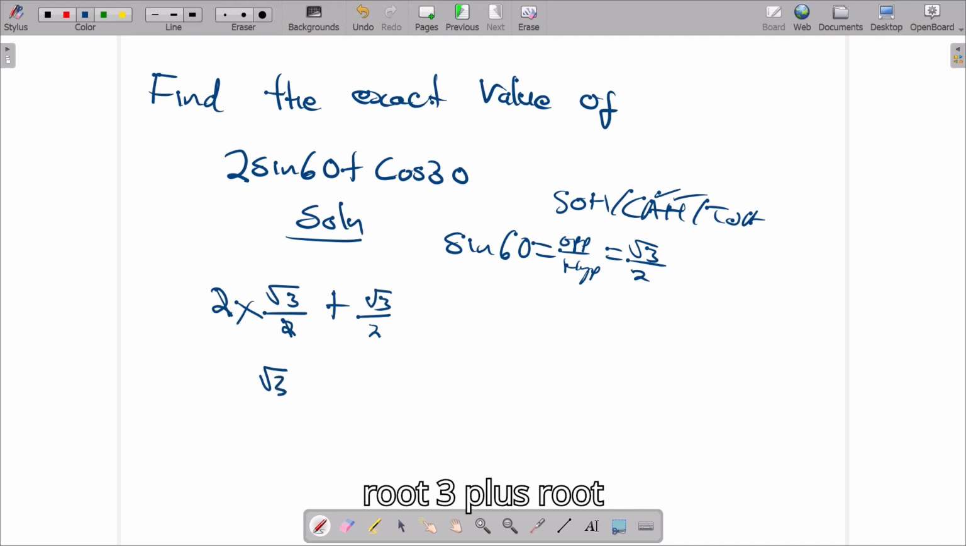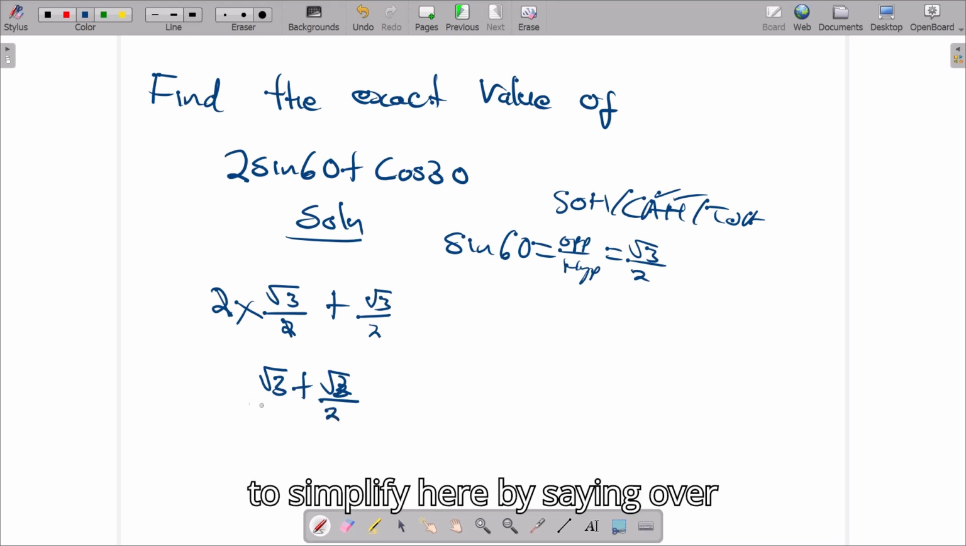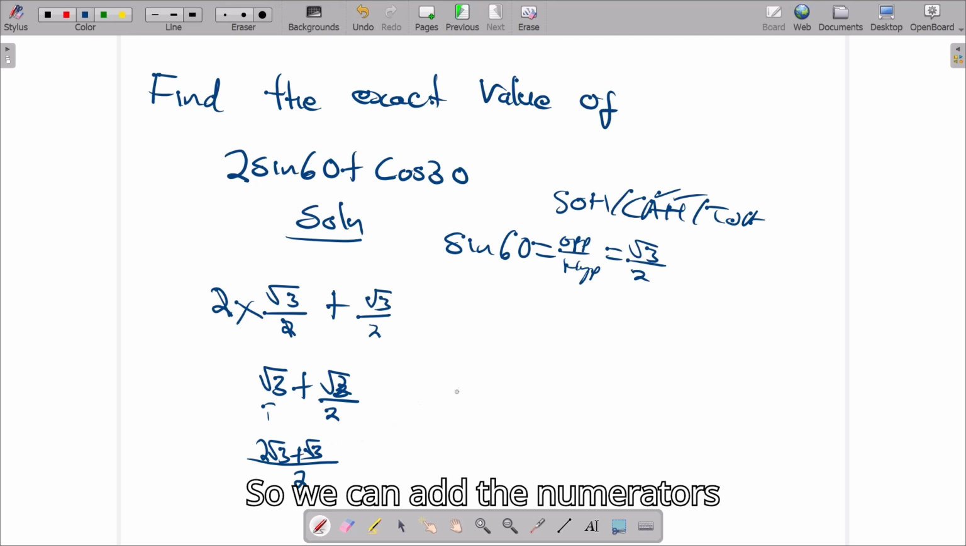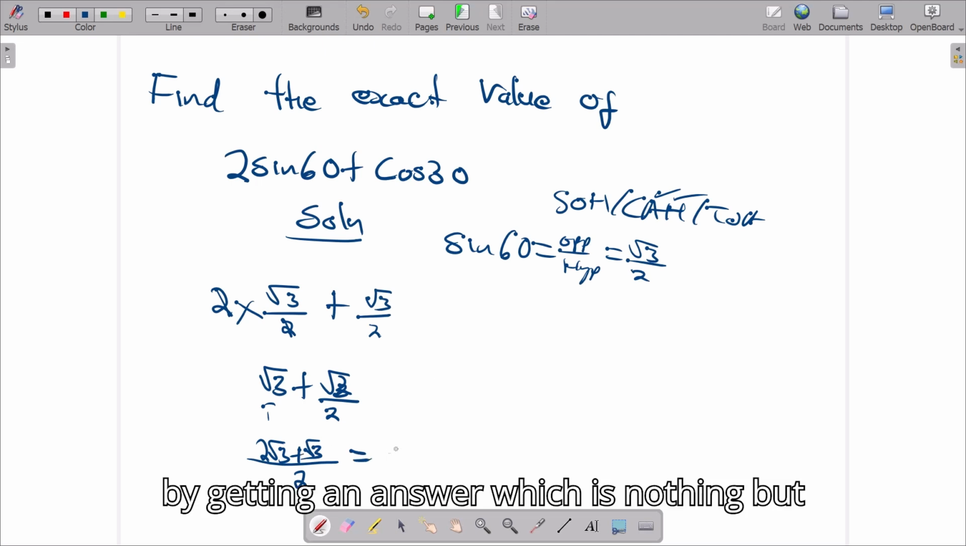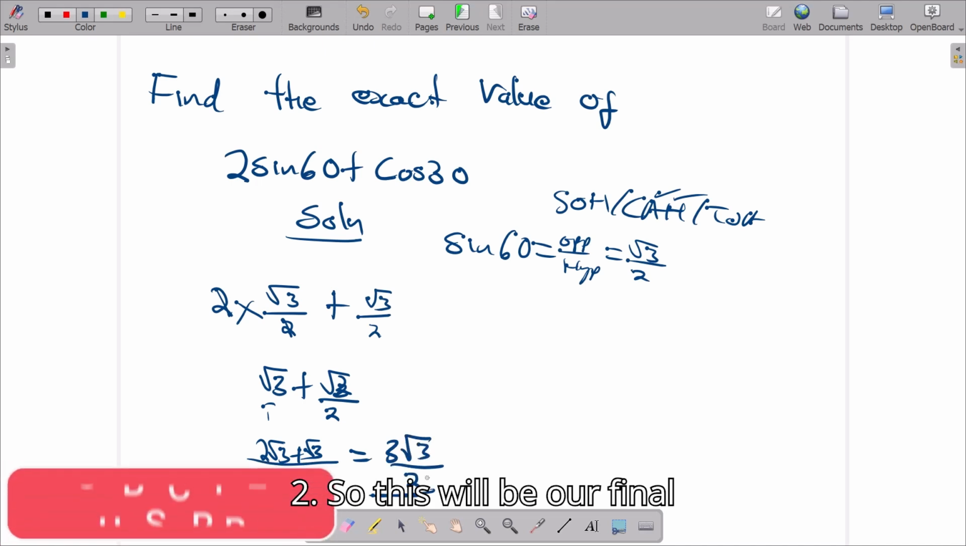So we end up having √3 plus √3 here over 2. After having all this, we need to simplify here by saying over 1 all over 2. So we have 2 √3 plus √3 only. So we can add the numerators by getting an answer which is nothing but 3 √3 over 2. So this will be our final answer.